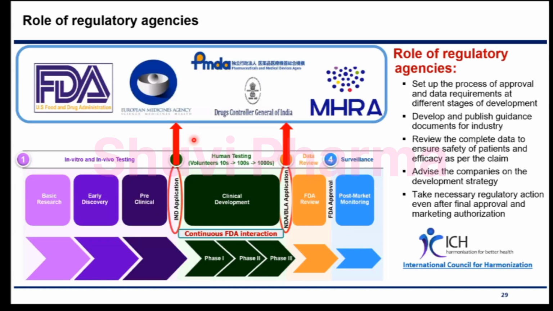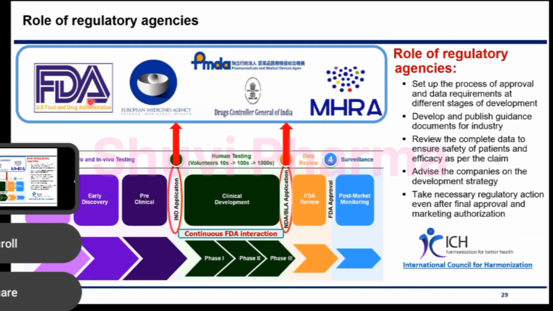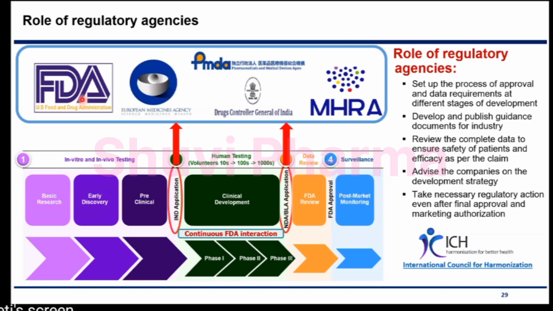Now, what is the role of regulatory agencies? These are all different regulatory agencies. FDA is in the US, then there is the European Medicines Agency, we call it EMA, in Europe, PMDA in Japan. We have DCGI, Drugs Controller General of India, in India, MHRA in the UK, and then every country has its own regulatory agencies which regulate every step of your drug development and approvals, right? Without approval, you cannot, legally, do any clinical trials without approval from health agencies.